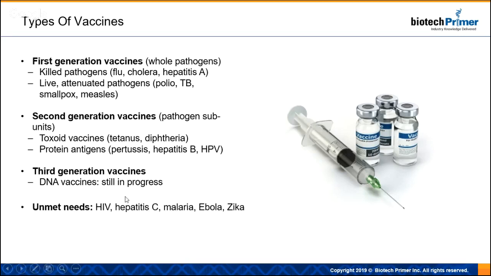But again, even though the concept of vaccination is not new, depending on the pathogen, it can be very tricky to develop a vaccine. So especially RNA viruses like HIV, Ebola, hepatitis, Zika. These are all RNA viruses. Malaria is not a virus, but it is a parasite, so that can be challenging as well.